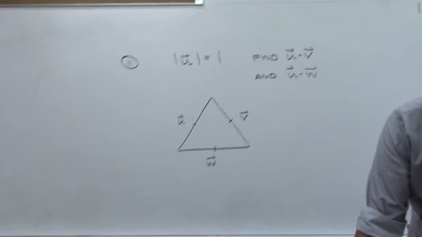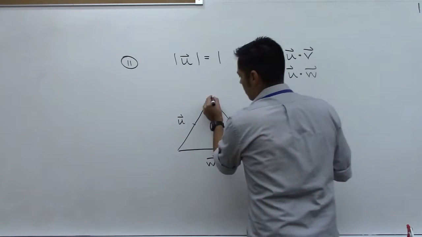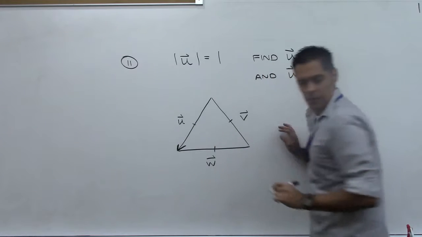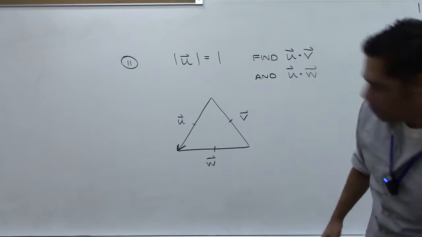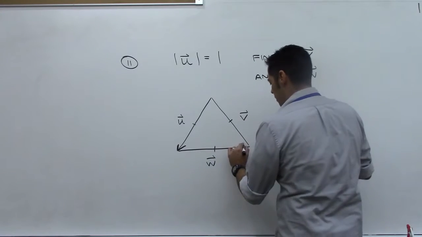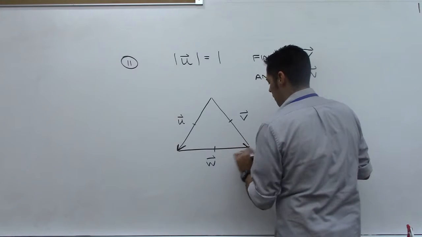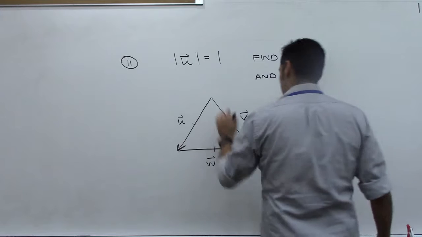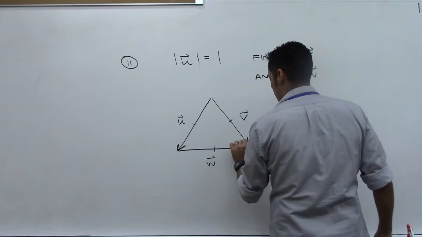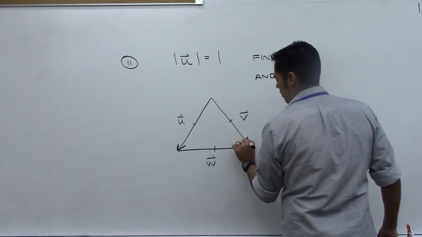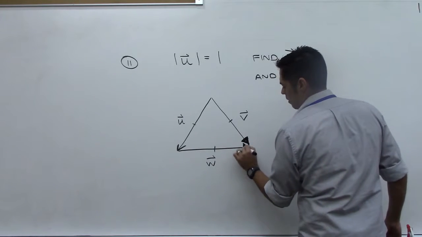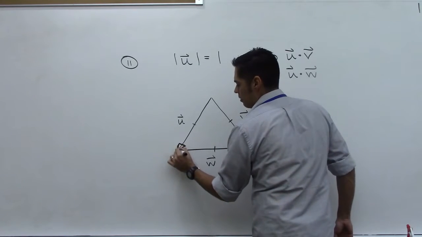And u is the vector going from here to here, so that's u. And then w is the vector going from here to here, so I'm putting an arrow like that. And then v is the vector that goes from the top down to the bottom. So I hope you can see those arrows. I'll exaggerate them a little bit.